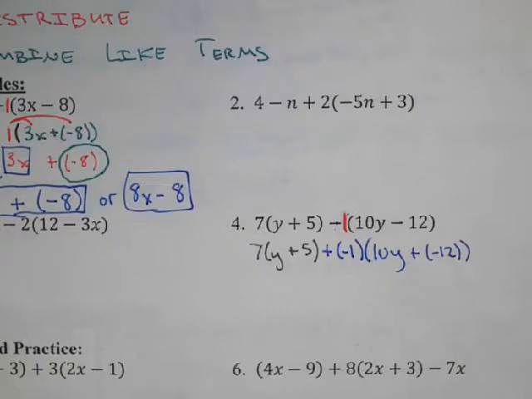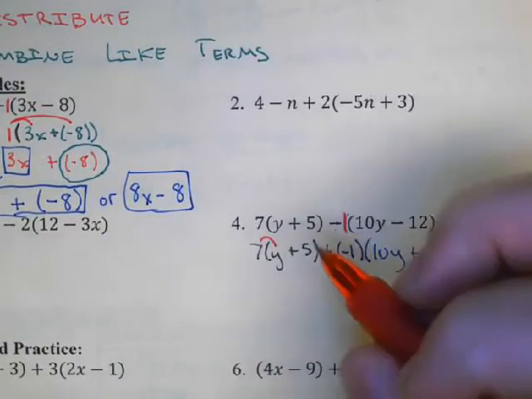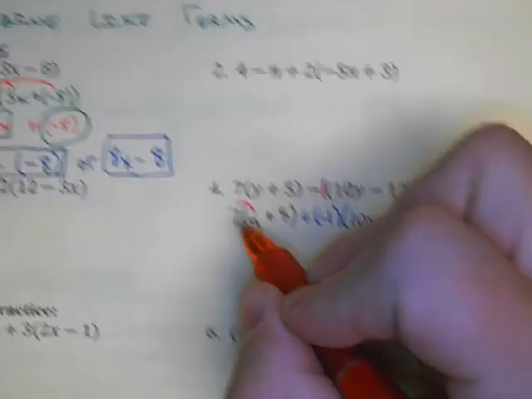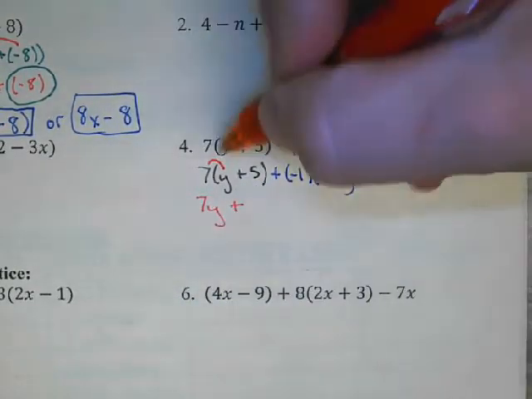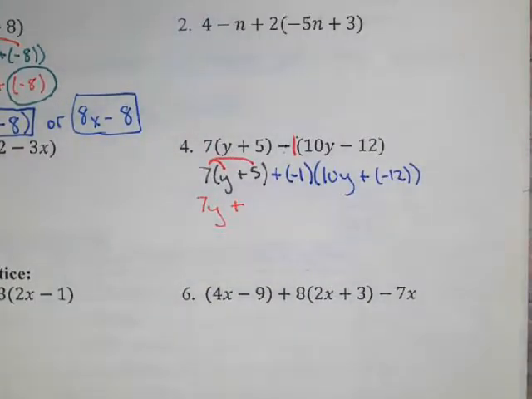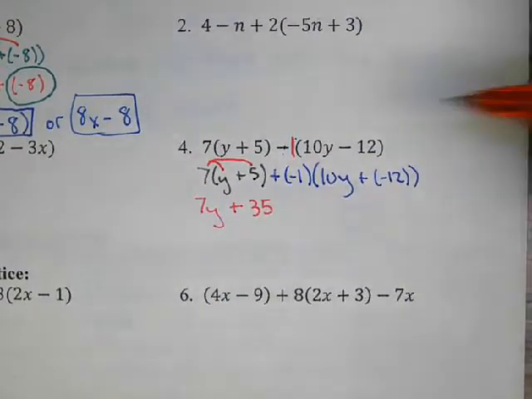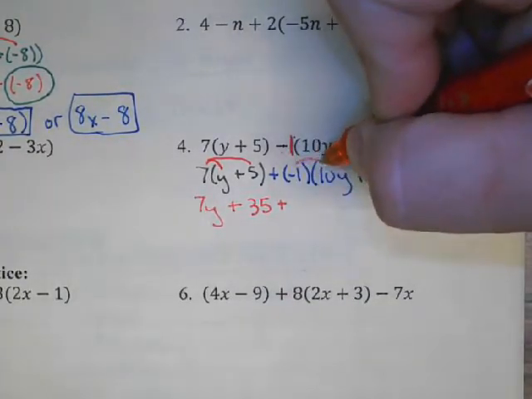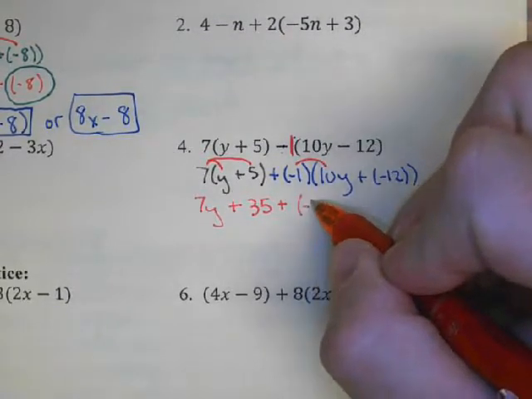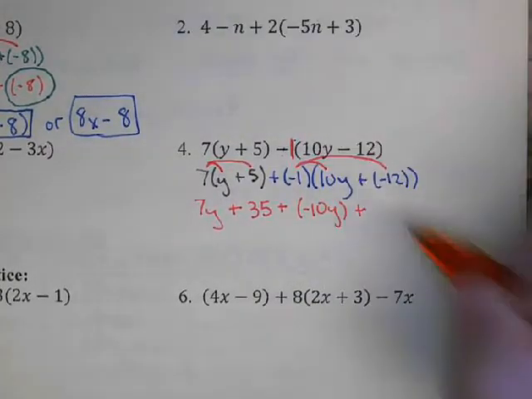Now we're on to step 3, distribute. So there's 2 spots to distribute. I have this 7 to the y, so that'll be 7 times y is 7y. Bring down my plus sign, and then I have 7 times 5. Remember, every time we're distributing, it's multiplication, so it's 35. Now I'll bring down this plus sign. Now it's time to distribute the negative 1. So negative 1 times a positive 10 will be a negative 10y. Bring down my plus sign. And now I have negative 1 times negative 12 is positive 12.